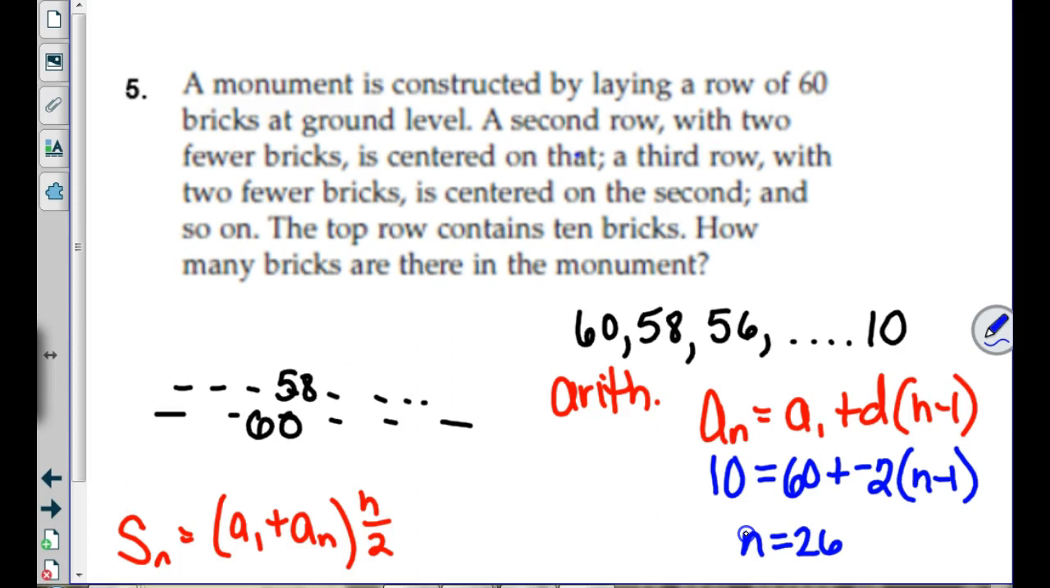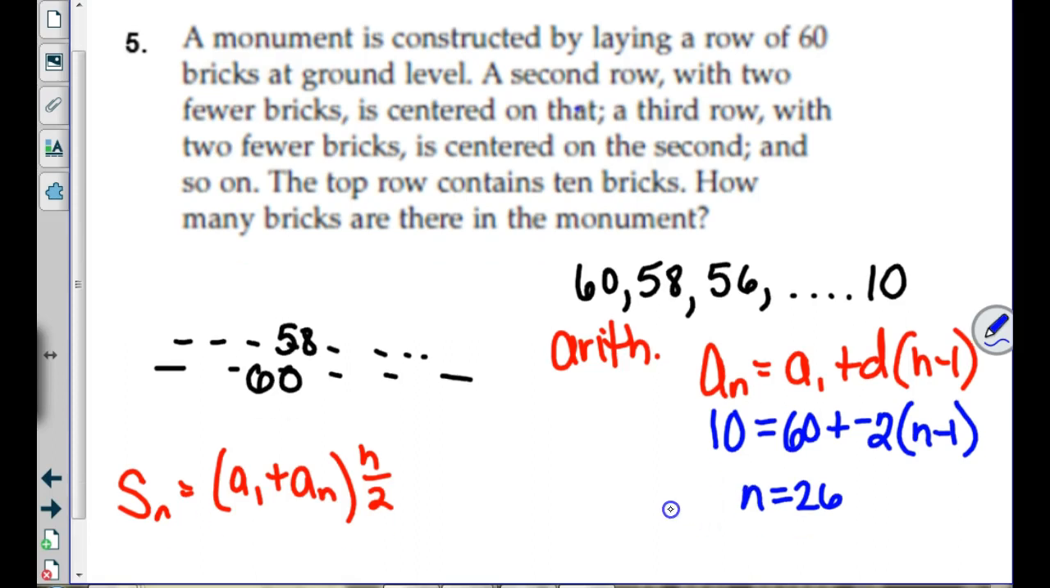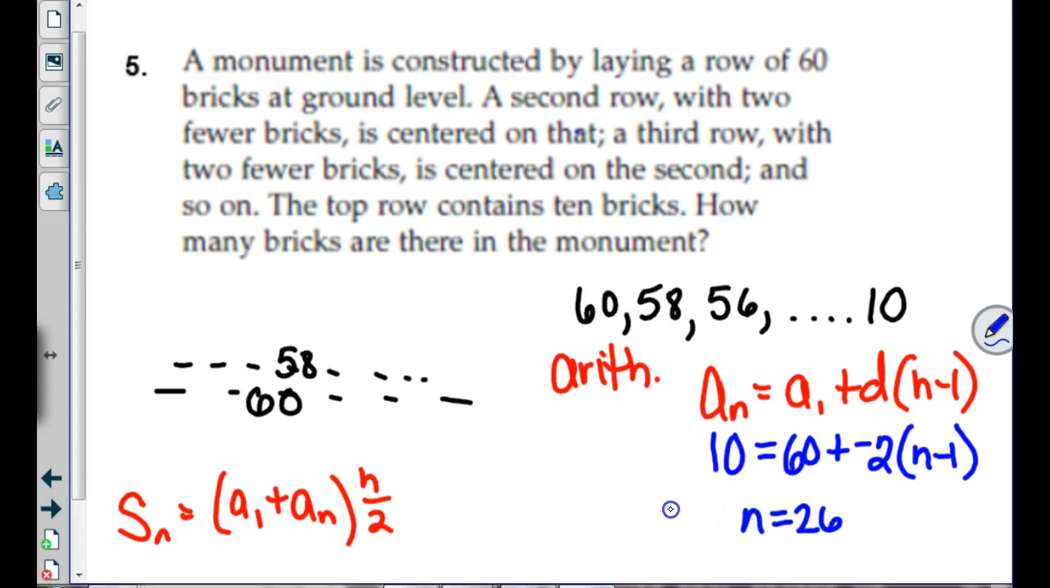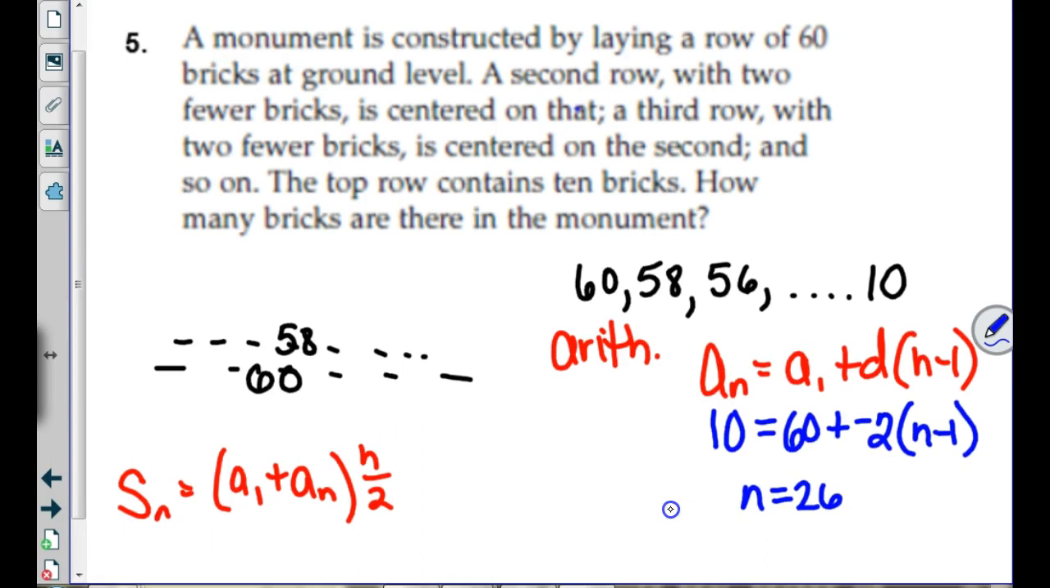Kayvon, you working on the algebra? No? Yes? Oh, no. He's honest. Always. Kat, did you get 26?